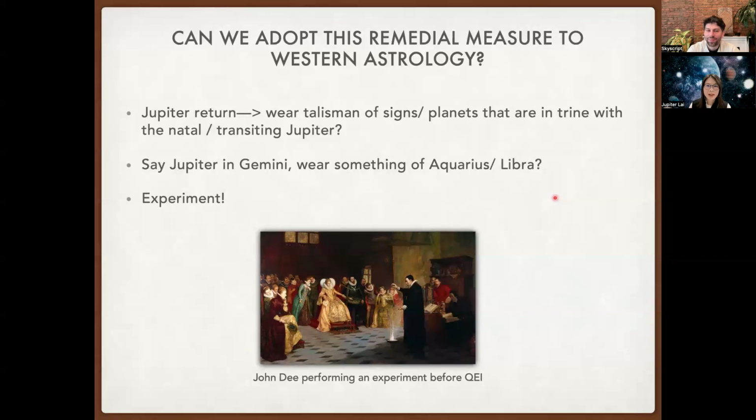Right. So just one thing, I want to invite you to brainstorm or to experiment. For example, say Jupiter is going to be in Gemini very soon. So can we wear something Aquarius or Libra related, like wear a scale, maybe a water bottle, as a charm or whatever, a talisman? So is there some effect there, a remedial measure? I don't know, but I just want to invite you to do the experiment and to brainstorm about it. Yeah, try things out and see what happens.